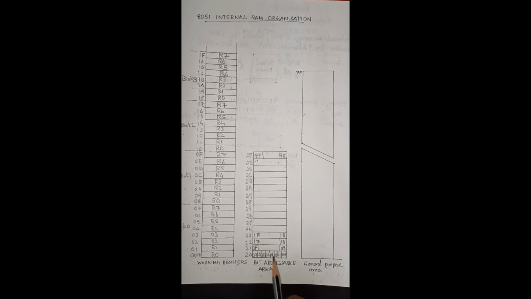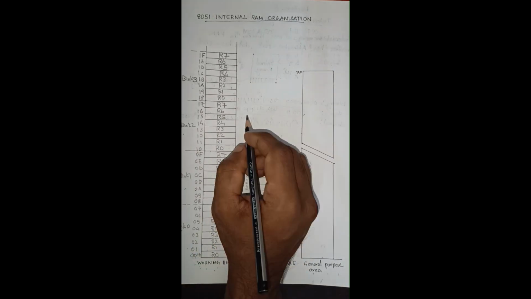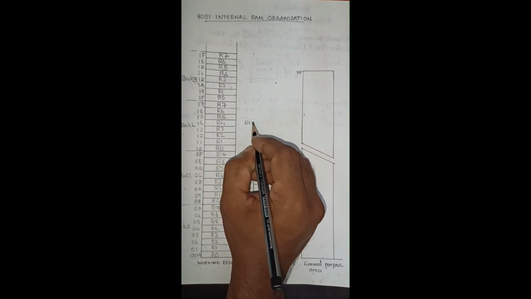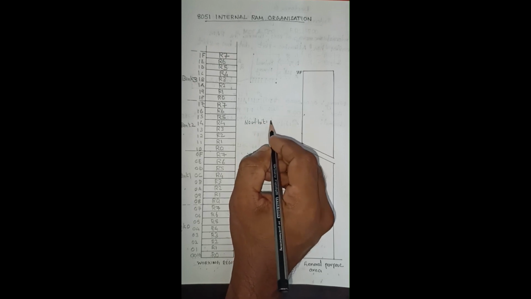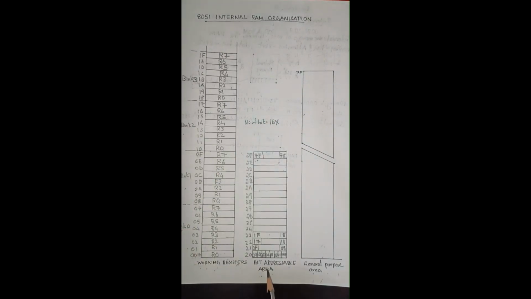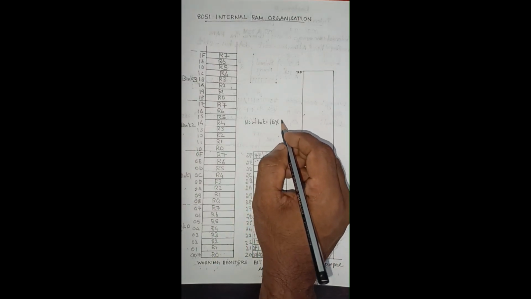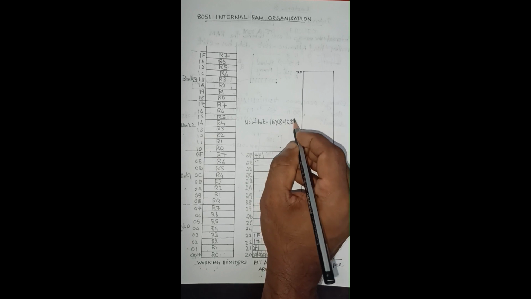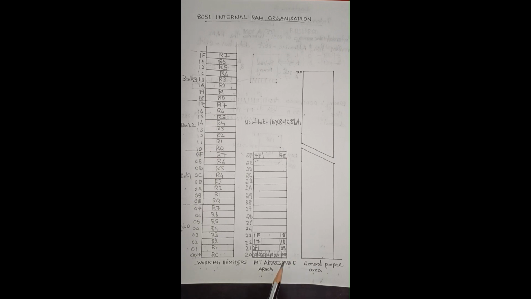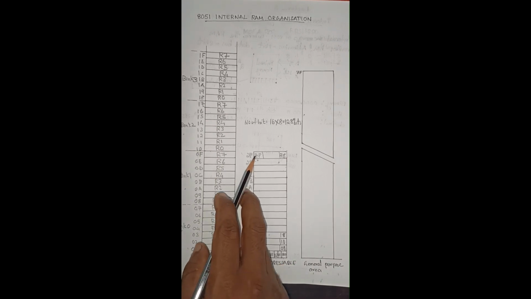So how many addressable bits are there in this area? Let's see. How many locations are there? 16 locations are there: 1, 2, 3, like that 16 locations. So the number of bits equals 16 into 8, since each location can store 8 bits. So 16 into 8 equals 128 bits in total. That's why the address range is from 00 to 7F.